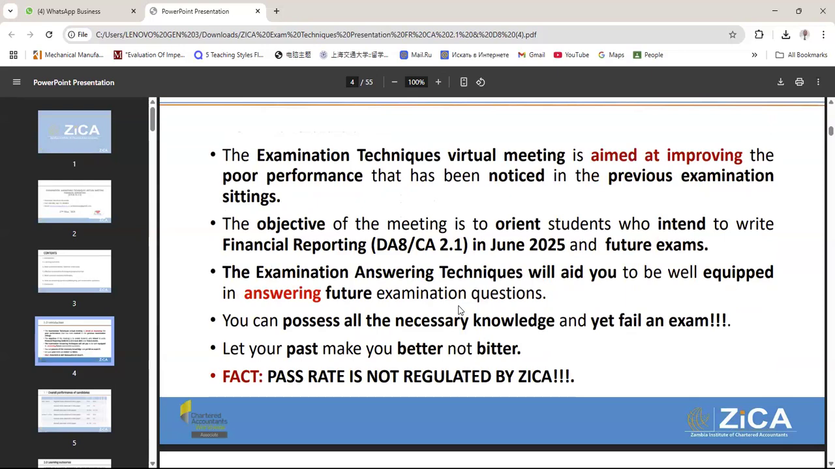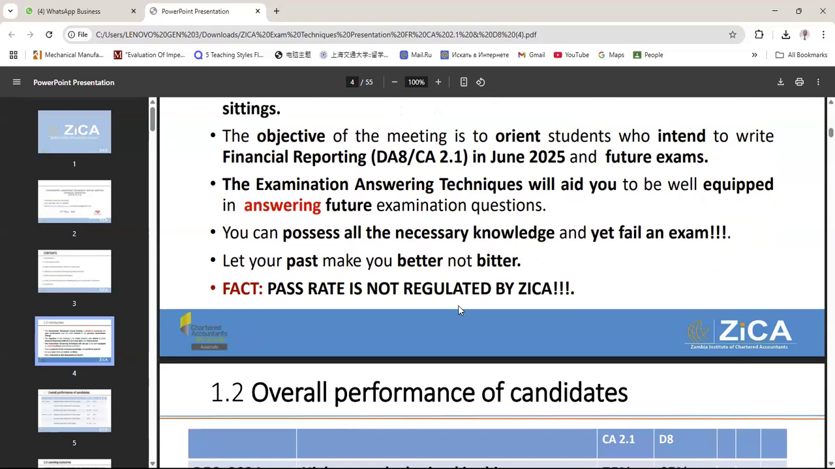There's a misconception that the pass rate is regulated by the institute, which is a misconception. So basically, as you come here, come with an open mind that the pass rate is not regulated by our regulator. This is very, very important. Forget about what you passed, maybe you failed the exam last semester or last sitting. Now be positive as we'll be going through the presentation.